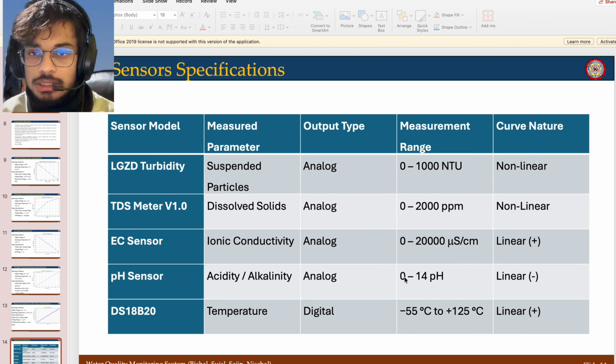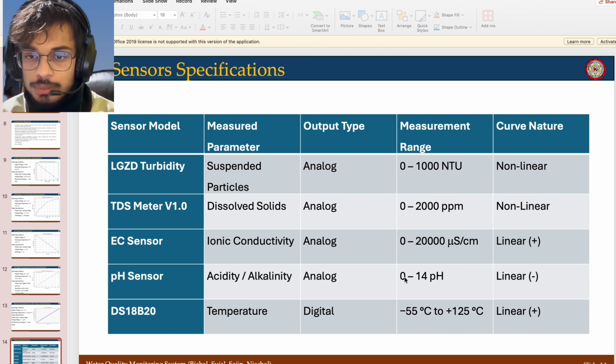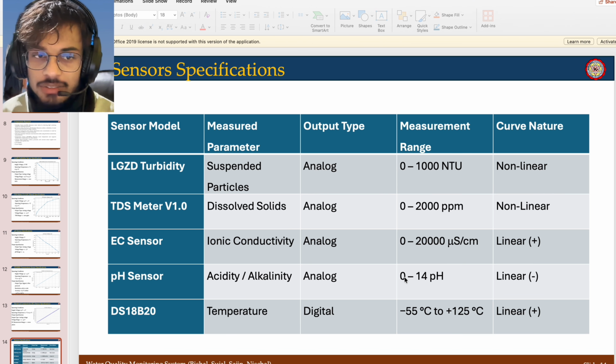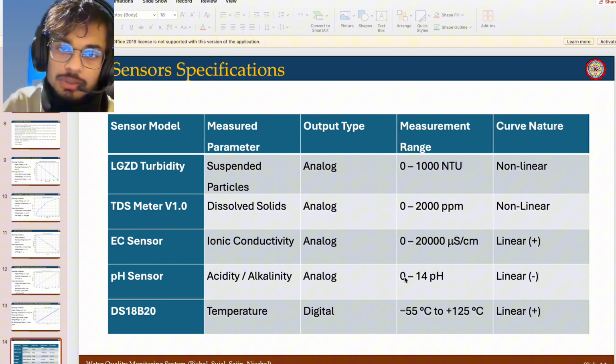We can see the ranges: 0 to 1000 NTU, 0 to 2000 ppm, 0 to 20,000 microsiemens per centimeter, 0 to 14 pH, and -55 degrees Celsius to plus 125 degrees Celsius. The graph is linear with a positive slope for the EC sensor and temperature sensor, linear with a negative slope for the pH sensor, and non-linear for the turbidity sensor and TDS meter version 1.0.